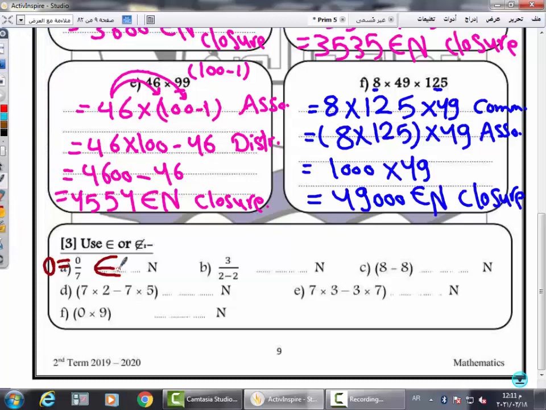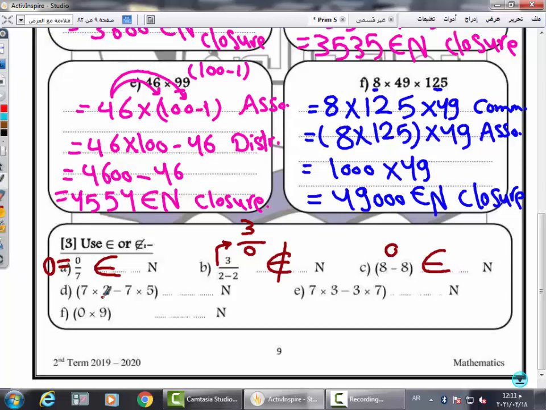Number B: 3 over 2 minus 2. The result will be 3 over 0. Can we divide 3 by 0? No, it's meaningless. So this doesn't belong. Number C: 8 minus 8 and natural. 8 minus 8 equals 0. What is the relation between 0 and natural? 0 belongs to natural.